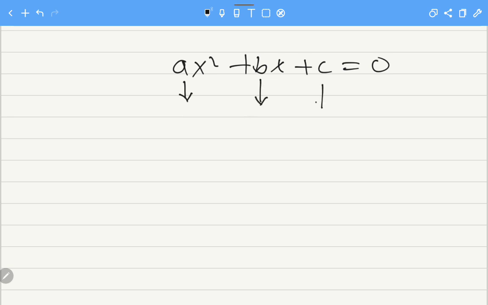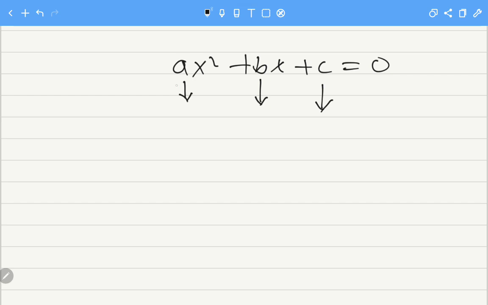Today we are going to talk about how to solve quadratic equations. A quadratic equation is an equation in the form of ax squared plus bx plus c equals 0. So a is always the coefficient of x squared, b is the coefficient of the linear term x, and c is the constant.